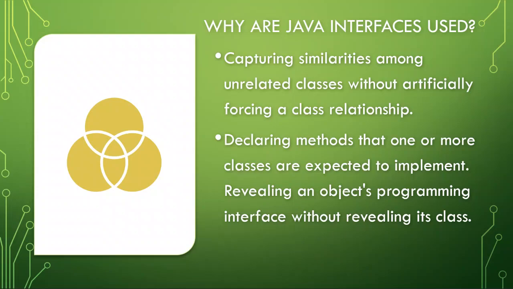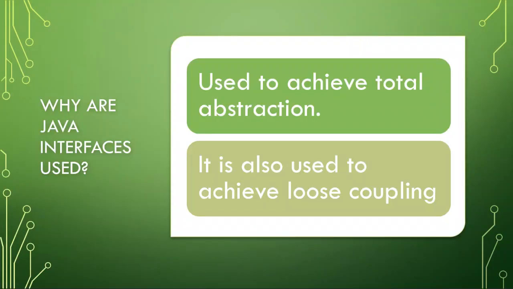Declaring methods that one or more classes are expected to implement, revealing an object's programming interface without revealing its class. So the idea here is that I can design it, I can work with the services, but I don't have to worry about the specific person's class and their design until they have got it done and they've agreed to that implementation, and it works perfectly fine behind the scenes through polymorphism and everything else.